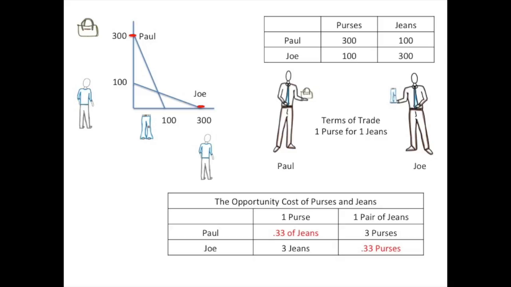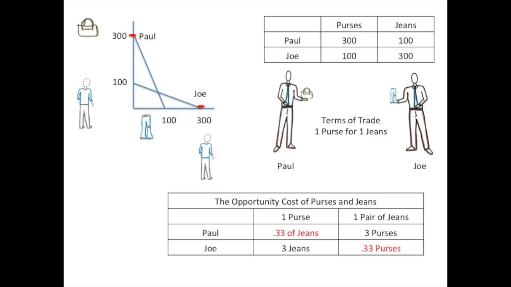Specialization leads to greater productivity. Both Joe and Paul would like to have both jeans and purses. So if they specialize and then trade with each other, they will each benefit. Paul has the comparative advantage in purses. In order to create a purse, he gives up 0.33 pairs of jeans, whereas Joe would give up 3 pairs of jeans.